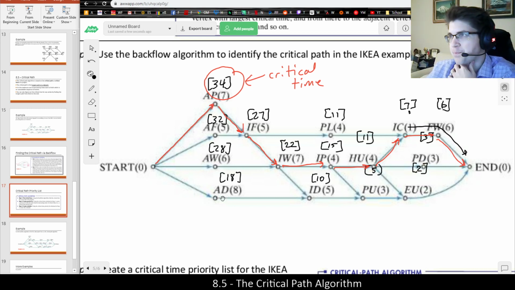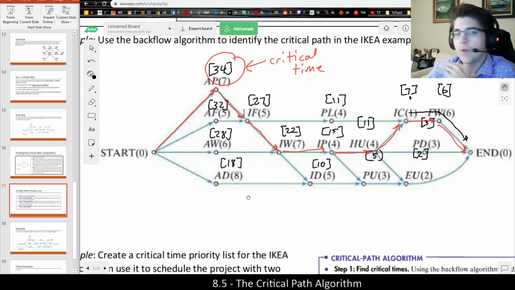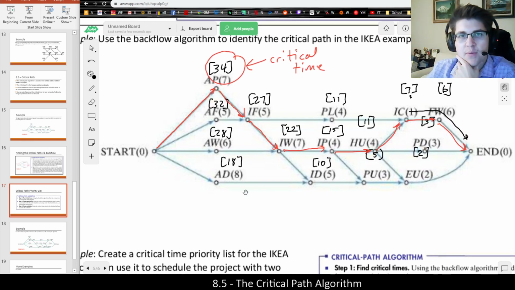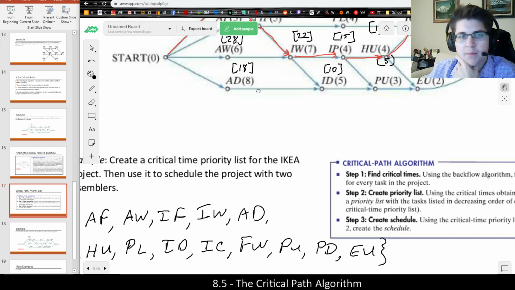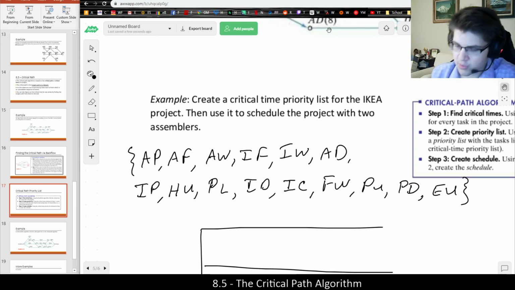So it just makes sense in terms of actually scheduling it. We're going to have these ones naturally be higher in the priority list, and they're going to be scheduled first. But as usual, in this graph, we have 4 ready tasks from the beginning. We have AP, AF, AW, and AD. So go ahead and circle those: AP, AF, AW, and AD.